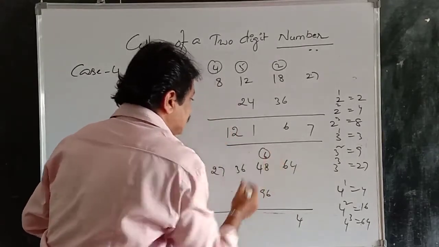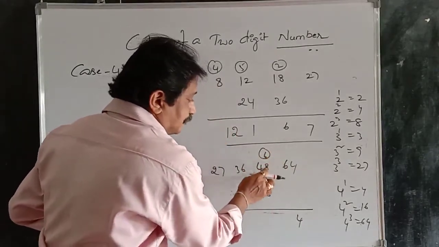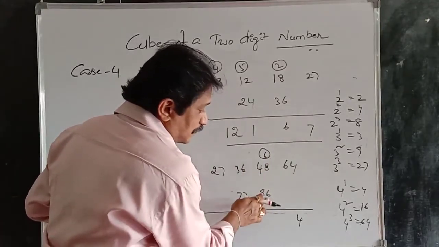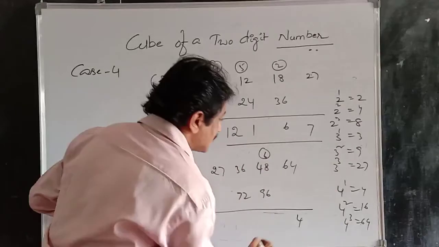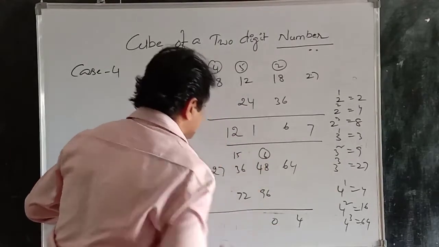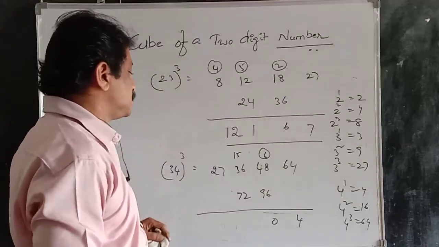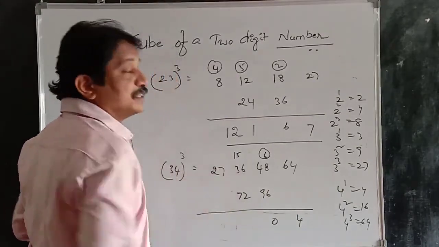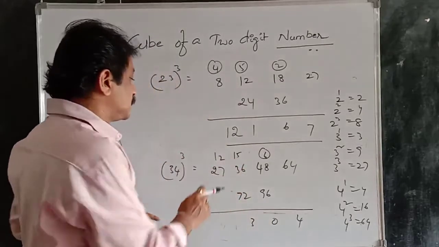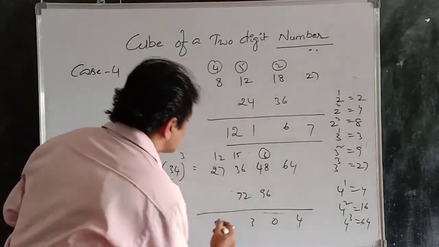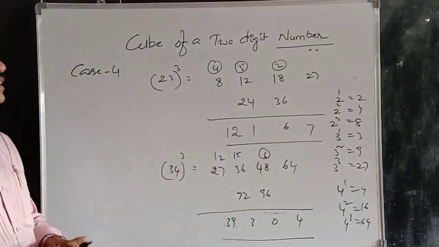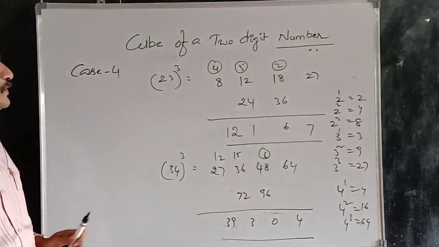Twice of these numbers: 72, 96. So 64, 4 is here, 6 is a carry. Okay, you have 48 plus 96, 144, plus 6, 150. 15 is carried. 36 plus 72, 108 plus 15, 123. 3 here, 12 carried. 27 plus 12 is 39. So 39304.